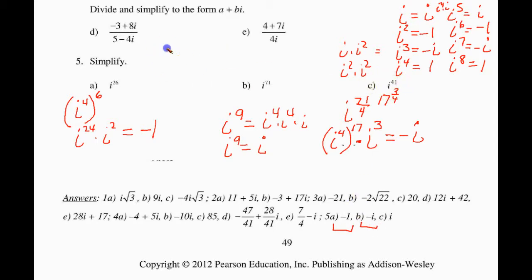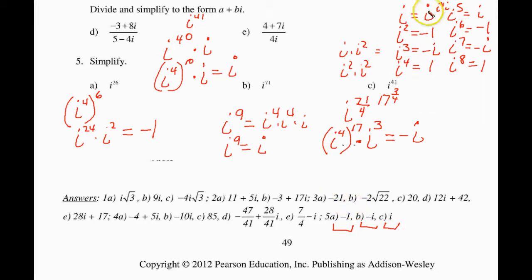And this one's easy. i to the 41st, put it up here. i to the 41st is going to be i to the 40th times i. And any multiple of 4 where you have i to an exponent that is a multiple of 4, this is actually i to the 4th, which is 1, raised to the 10th power, times i. This is going to be just plain i. And that's what they have.